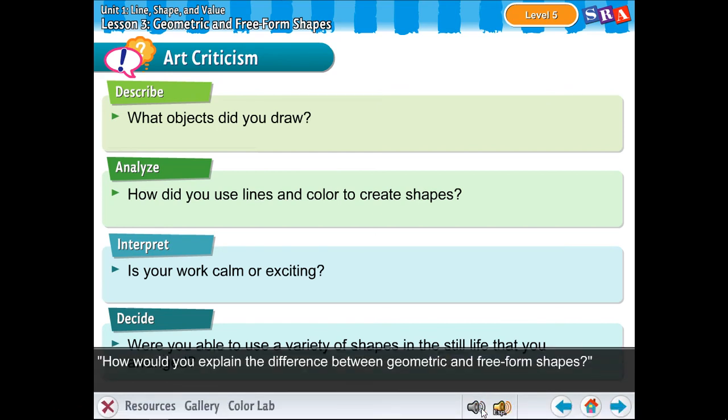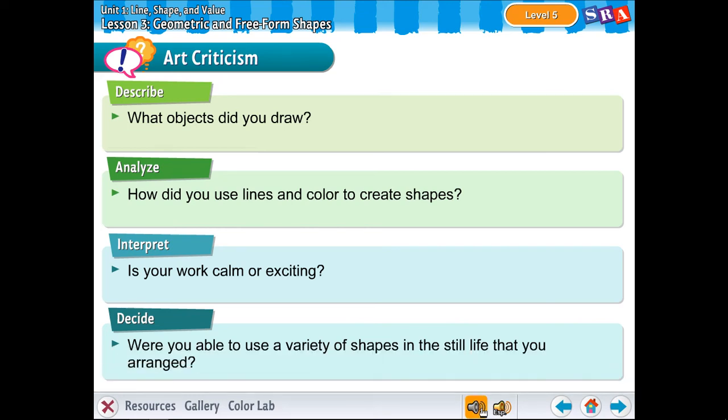It could be totally anything. How do you explain the difference between geometric and freeform shapes? Action figures, anything that you might just put together and just practice your drawing and see if you can draw what you see.